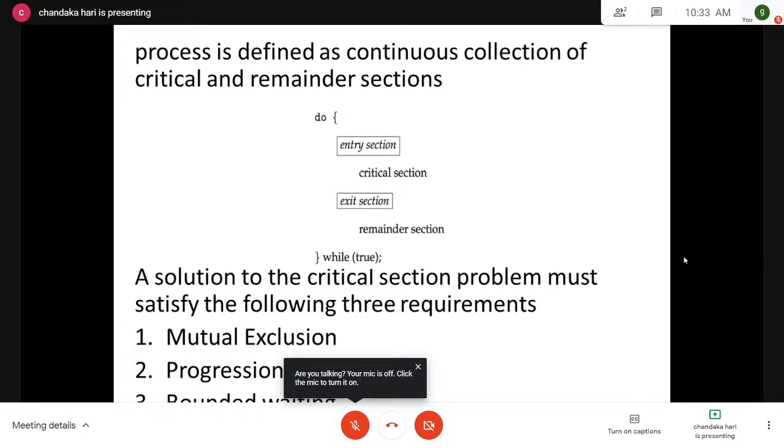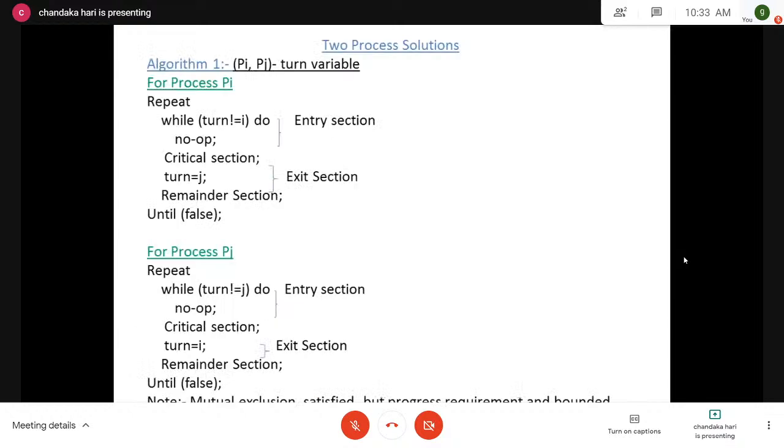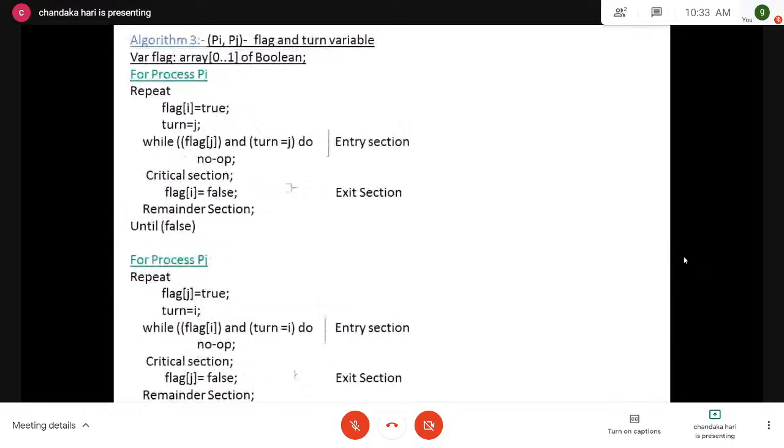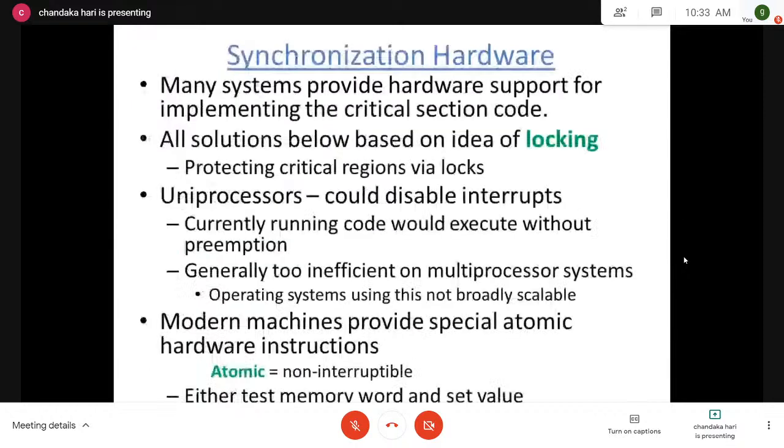This is what we saw, and after that we applied this and wrote solutions for two processes. The first solution satisfies only mutual exclusion, the second solution satisfies the progress requirement, and all three conditions are satisfied in the third algorithm. This is what we saw, followed by synchronization hardware. All solutions in synchronization hardware are based on a locking mechanism. Simply, before executing any particular process, first of all, whatever data items you require, make a lock on these data items.